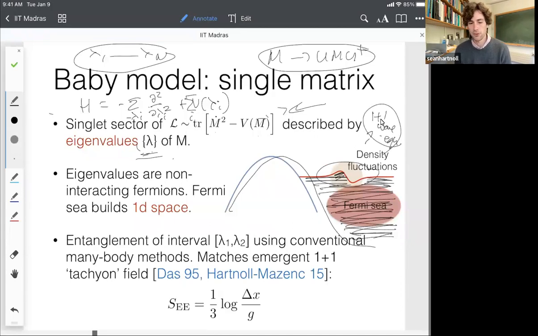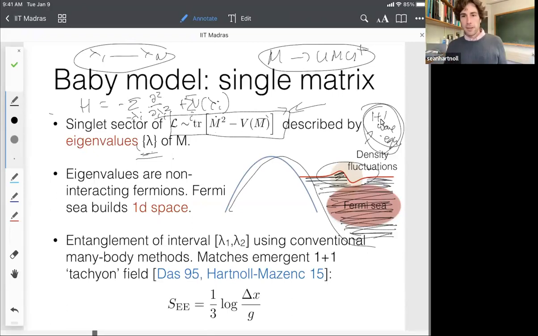And so that's your emergent space, right? This model had no space that you started with, only time. It's just quantum mechanics. But the low energy physics is given by a 1+1 dimensional wave equation where the eigenvalues sort of built the space for you. And then crucially, the dynamics in this space is local, right? And so this is an example of how a matrix can build a space for you, a one-dimensional space.